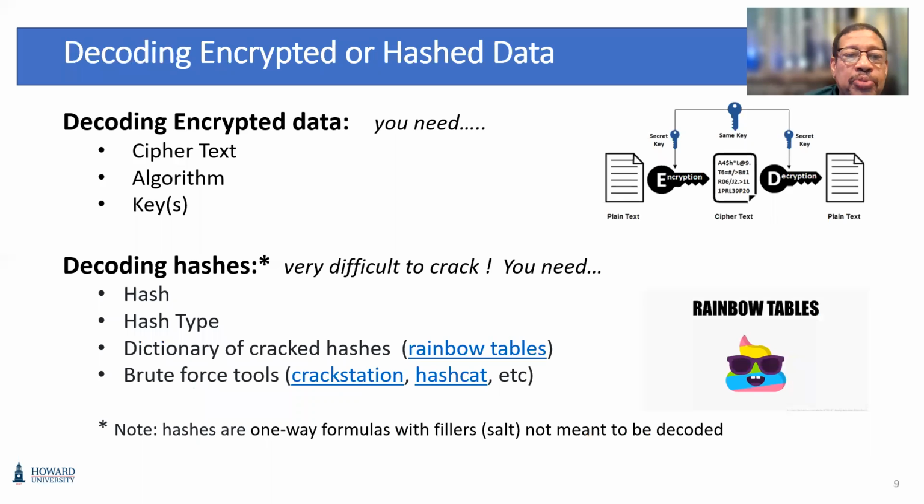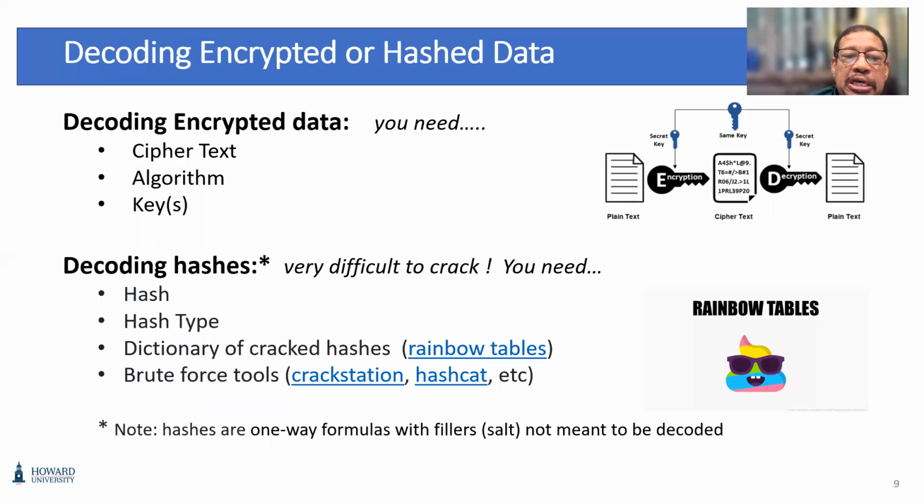Now, decoding. We talked about this briefly. Encrypted data is meant to be decoded. As long as you have the ciphertext, the algorithm, and the keys, you can easily decrypt that data. If you have two of those, sometimes, through trial and error, multiple iterations, and the power of the computer, you can try many different examples and still decrypt the data, depending upon how complex the algorithm is.